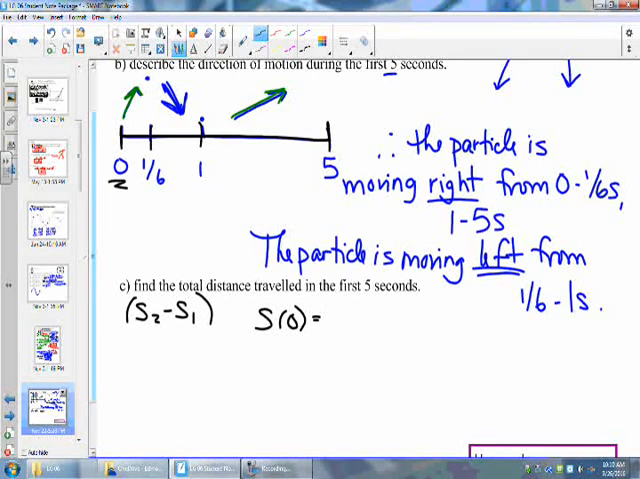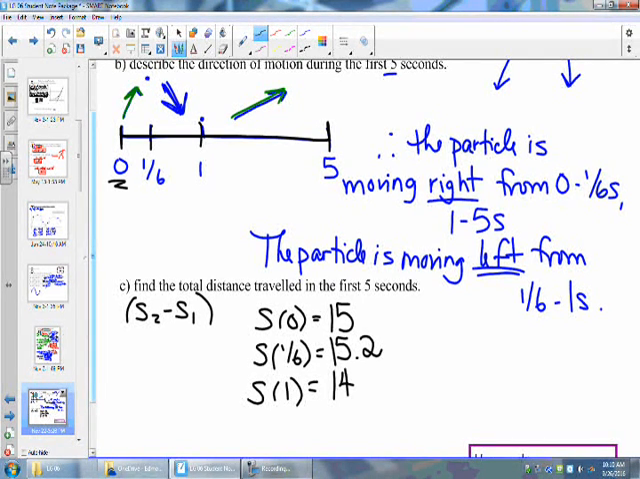Now, I'm going to let you guys do all these calculations. I'm not going to write them all out. When you do the calculations, you know S of 0 is going to be 15. The next one is going to be S of 1 over 6, which we've already determined previously. That's 15.2. S of 1, again, we've already determined that in a previous question. That's going to be 14. And then the last one here, S of 5, you'll need to calculate that one. And when you do, it's going to be 350. So that's where we're at all of those specific points.